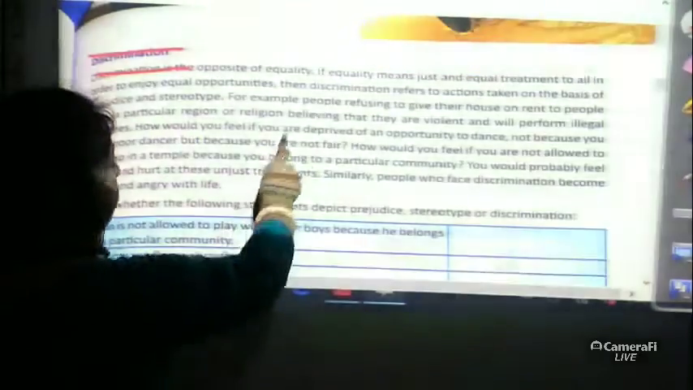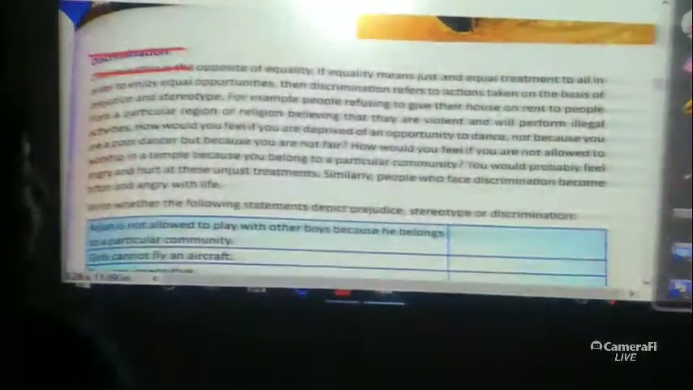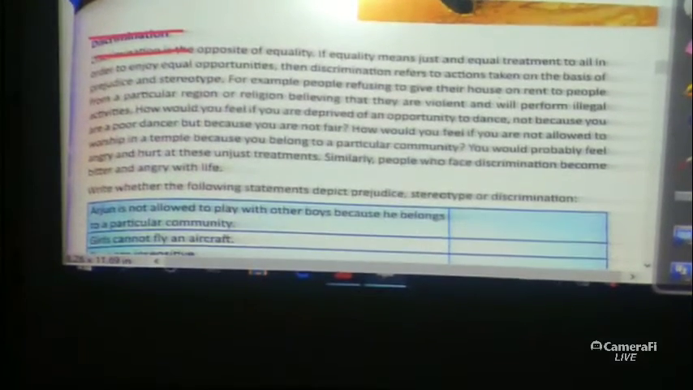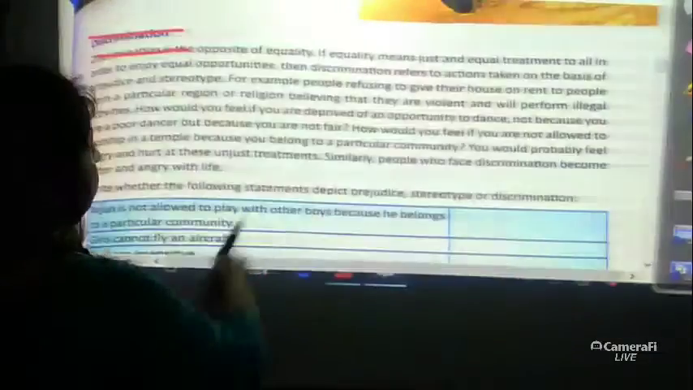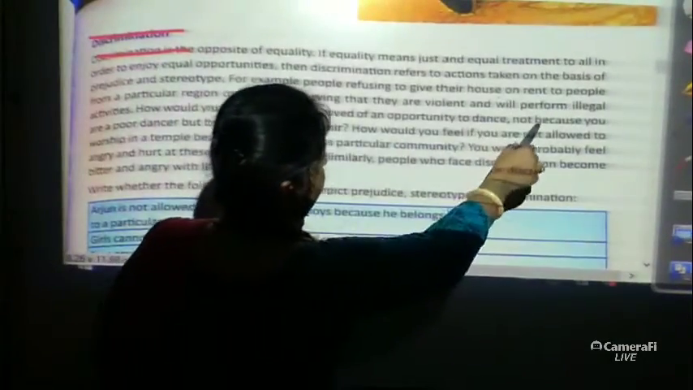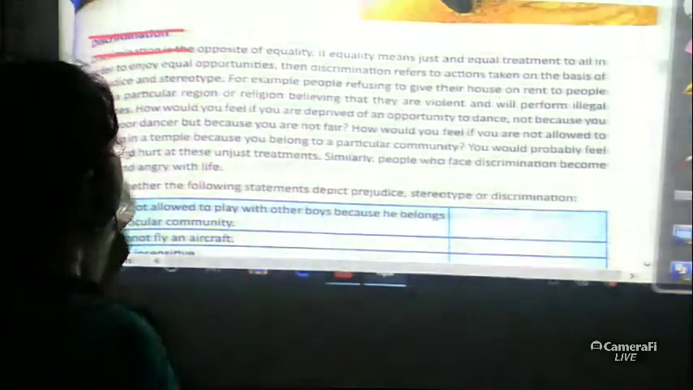stereotypes. For example, people refusing to give their house on rent to people from a particular region or religion, believing that they are violent and will perform illegal activities. So, what is the meaning? For example, people refusing to give their house on rent to people from a particular region or religion.